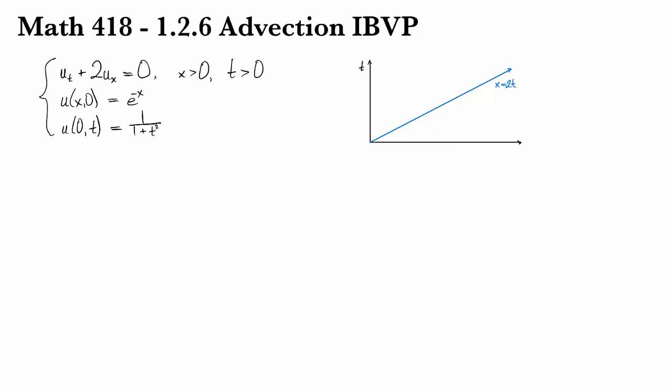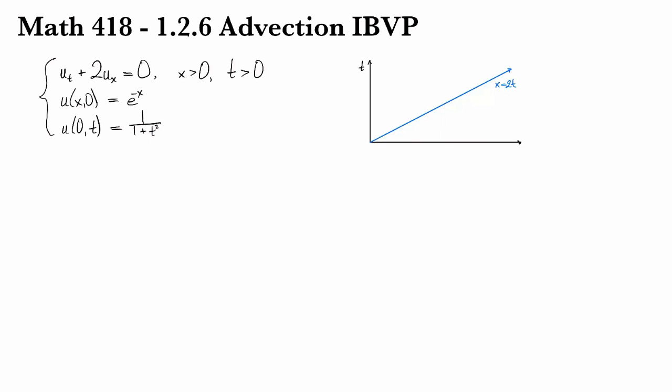Let's look at an advection initial value boundary problem in the first quadrant. So we're going to be taking our advection equation with constant speed 2, and it'll be homogeneous, so f is equal to 0. And we're in the first quadrant, so x and t are both positive. And we can take our initial condition to be e to the minus x, and our boundary condition to be 1 over 1 plus t squared, the Cauchy distribution.